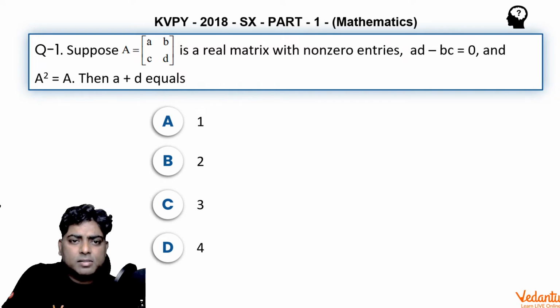Suppose capital A, the 2 cross 2 matrix ABCD, is a real matrix, meaning all the entries are real and non-zero, none of the entries is zero. And AD minus BC, which is also the determinant of this matrix, is zero, so the determinant is zero, and A square is equal to A. Then A plus D, the sum of the diagonal elements, equals what? Given options are 1, 2, 3, 4.